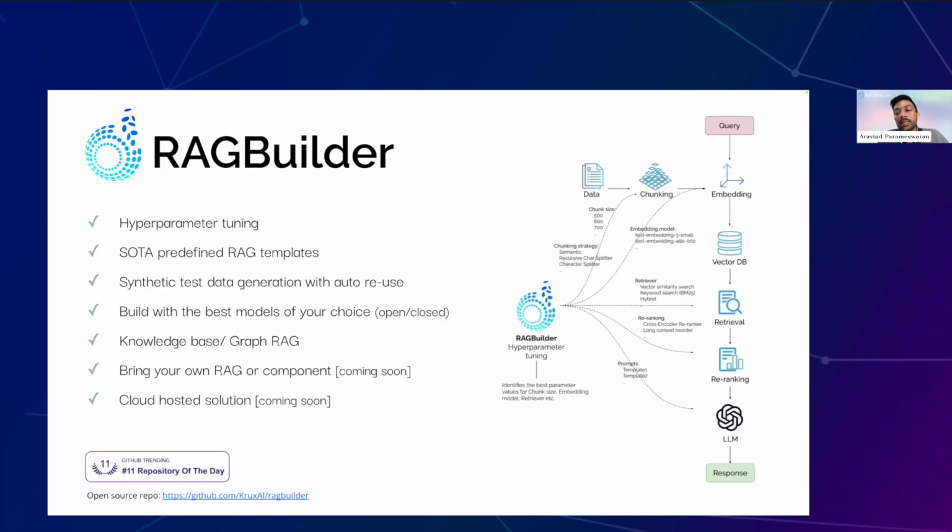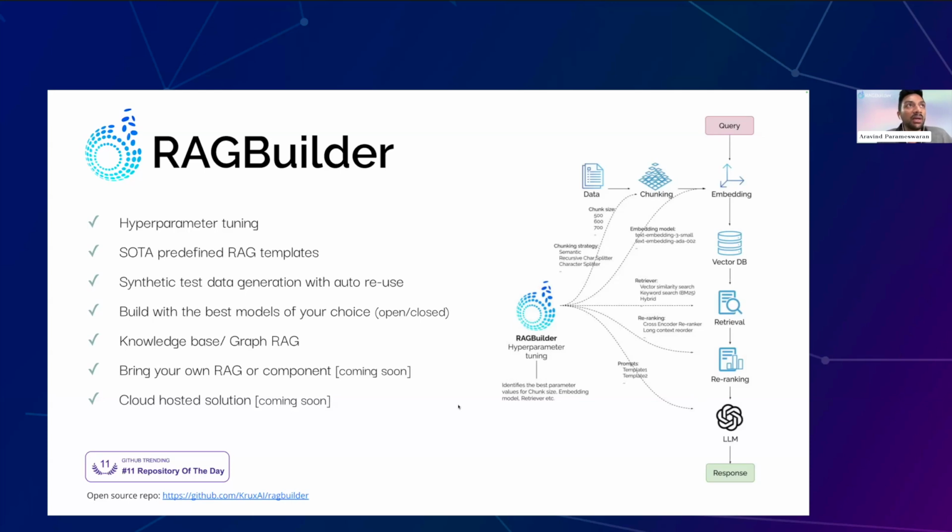This is why we ended up building RagBuilder. RagBuilder is a toolkit which performs hyperparameter optimization on the different moving parts of the RAG. For example, it's going to figure out the right chunk size for your data set. It's going to try out a bunch of different chunking sizes, chunking strategies, and embedding models, and so on. With every trial, it figures out what's working and what's not, and converges on the most optimal set of parameter values across each of these parameters.